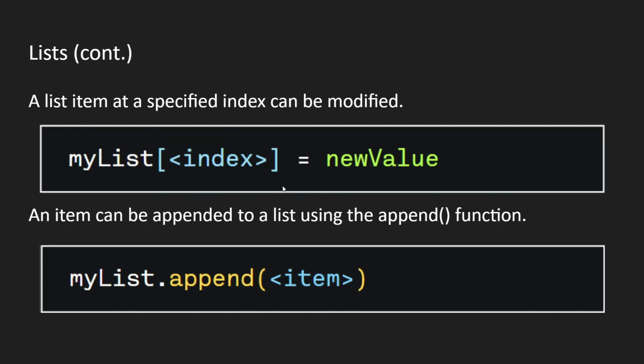A list item at a specified index can be modified. So this is how you access a list item at a specified index. You just use brackets and then put the index. And then you can also change its value by just setting it to a new value as you would with a variable. And you can also append new items to a list using the append function.